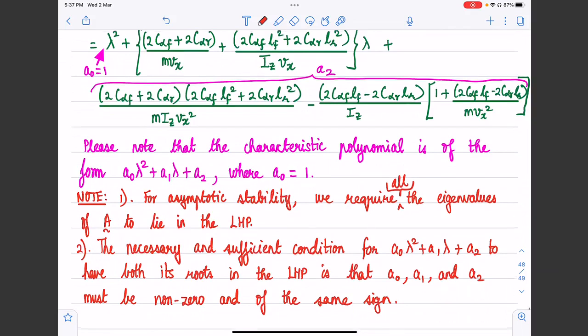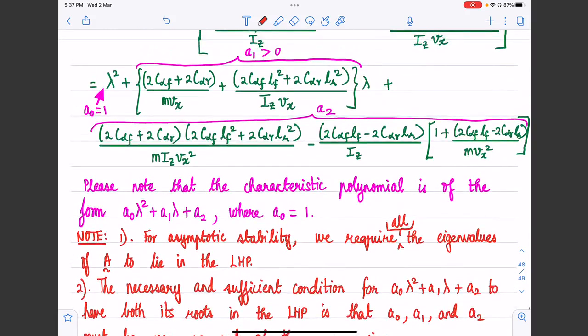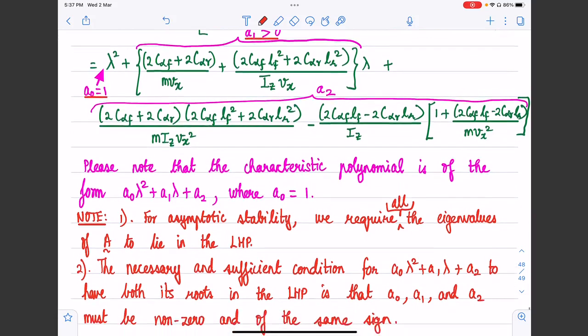Okay, so if we apply this result to our problem, please note that A0 is non-zero, it's positive. A1 is also non-zero, also positive. So what is the condition on A2? It should also be positive. Please note that the mathematical condition doesn't say positive. It only says all three coefficients A0, A1, A2 must be non-zero and of the same sign. Either all three are negative or all three should be positive. In our case, A0 and A1 are already deemed to be positive.